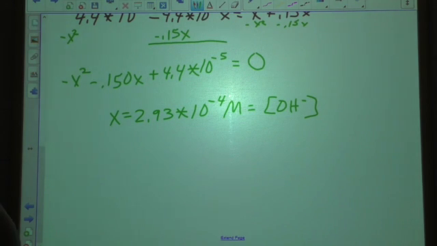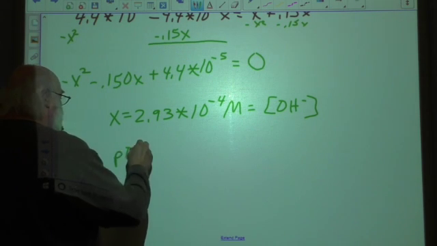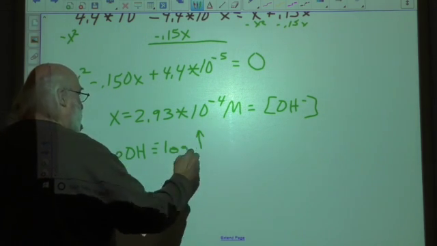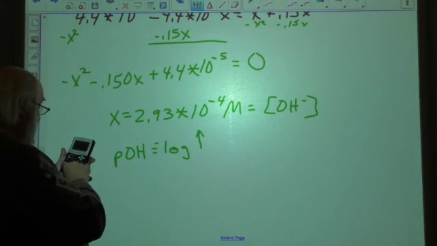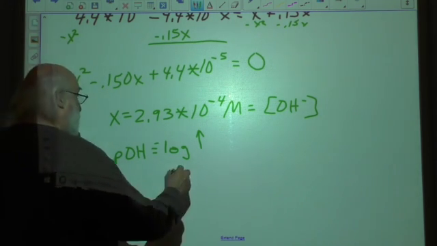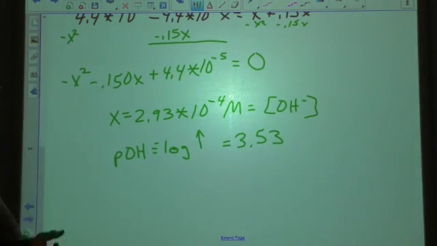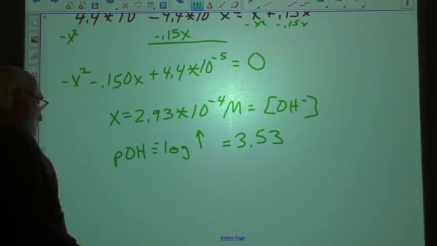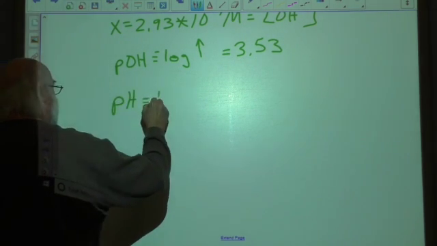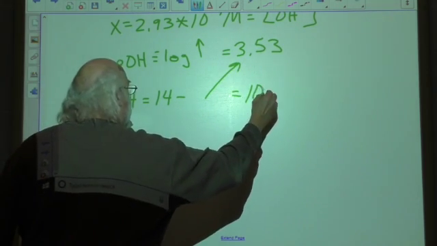Okay? So instead of pH, we're going to have to come up with pOH to begin with. That's a negative log of that number right there. We did negative log, second, answer, and I got 3.53. But that's not what we're looking for here. We're asked to find the pOH, or the pH rather. So we take 14 minus the pOH, which is 3.53, and we get 10.47.